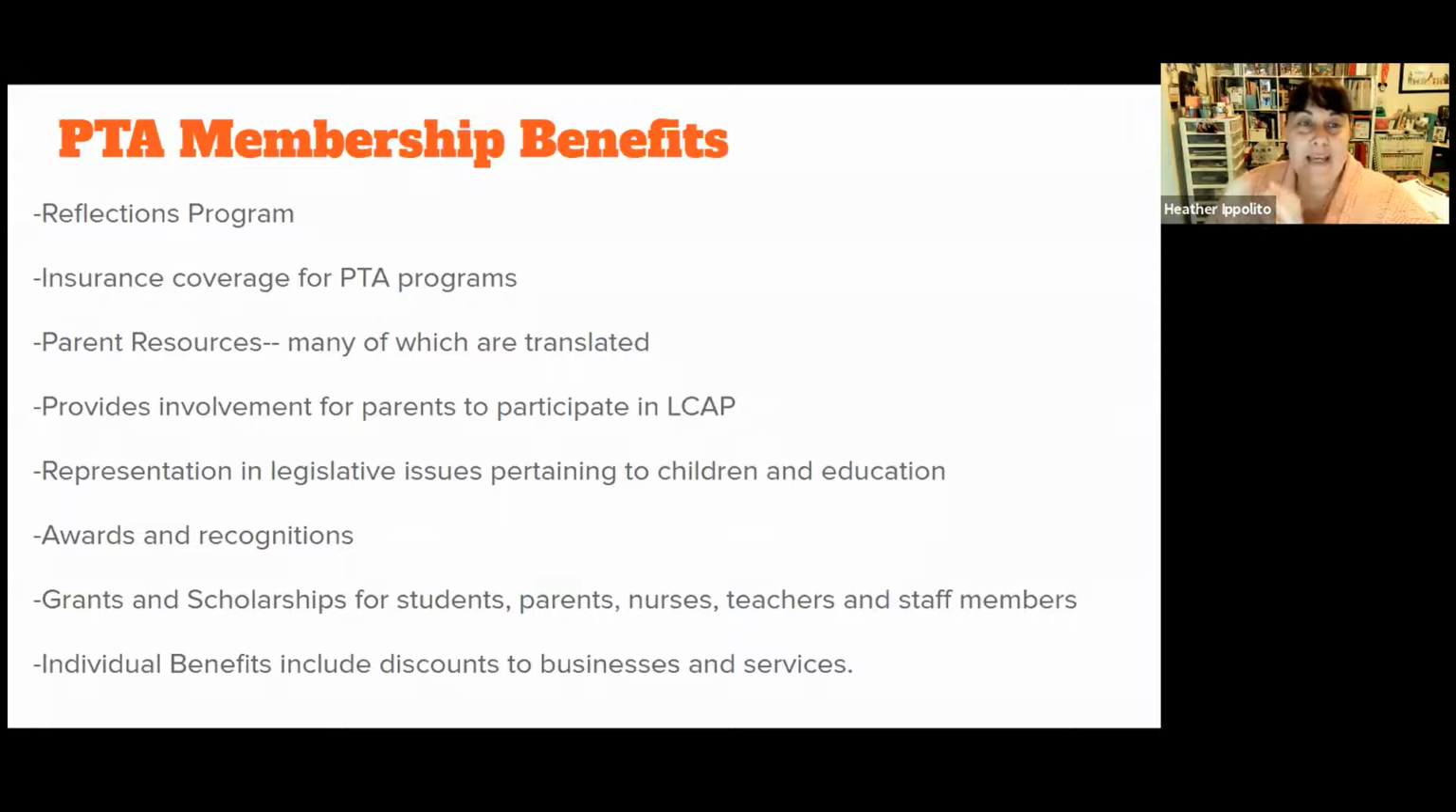We help our parents understand what the local control accountability plan is and the local control funding formula, and we give them tools so that they can better participate in this. This is the way to make sure that your school gets the funding and the programs that they need, and we have some really great training on that. PTA represents all of our members on legislative issues, whether it's locally or in Sacramento or in Washington, D.C. We have advocates at every single level who are making sure that issues pertaining to children and families are being talked about and shared.